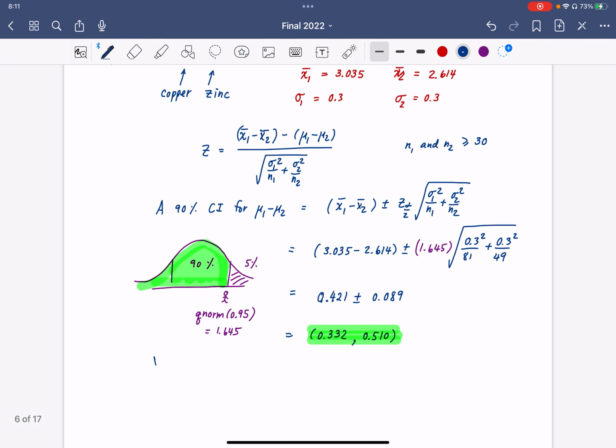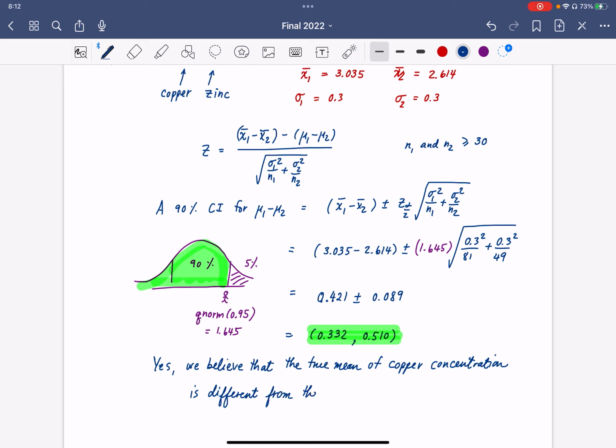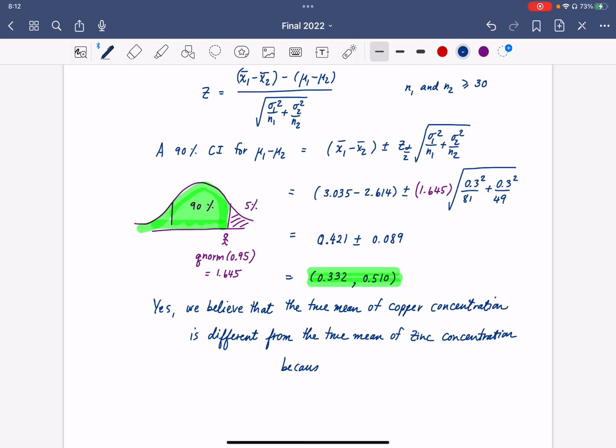So the answer here is yes. We do believe that the true mean of copper concentration is different from the true mean of zinc concentration, because the confidence interval does not include 0.